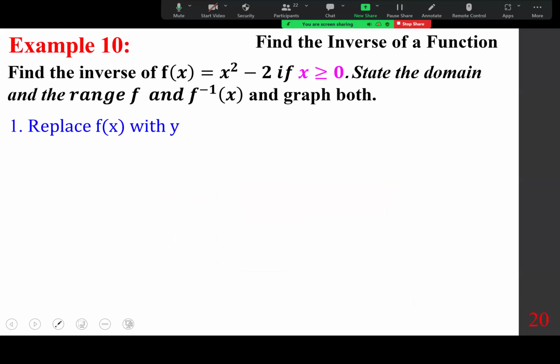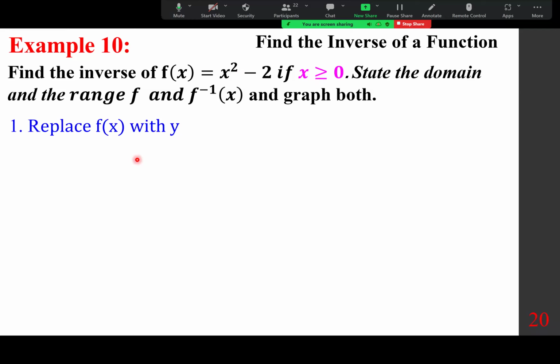Find the inverse of a function. Find the inverse of f of x equals x squared minus 2, where x is larger than or equal to 0. Remember, y equals x squared, or y equals x squared minus 2 for that matter, is not a one-to-one function. The restriction on the domain makes it so.